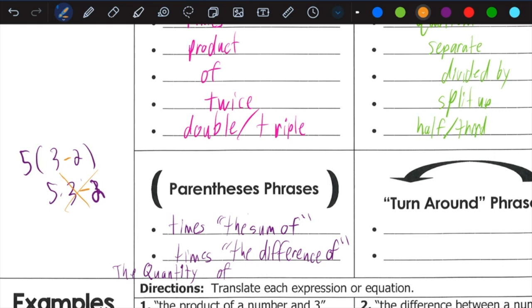And the reason why it's the most common one I use is because it's not specific to a certain operation. You don't have to add because you said sum. You don't have to subtract because you said difference. It can be any operation. And so whenever you say the quantity of, we're just saying whatever follows is in parentheses.